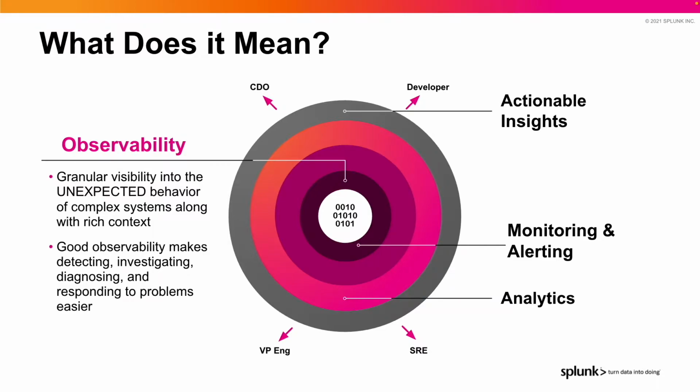Observability provides a more granular visibility into the unexpected behavior of complex systems along with rich context. Good observability helps DevOps teams understand what is happening, take action, and provides rich, actionable insights to all stakeholders.